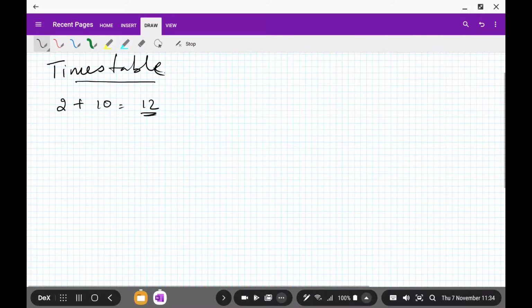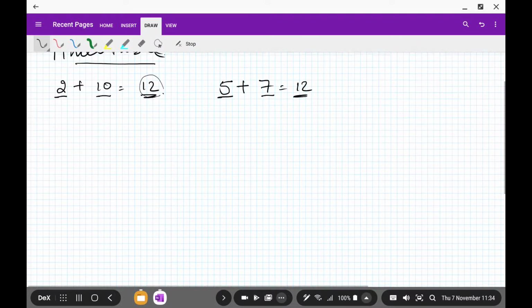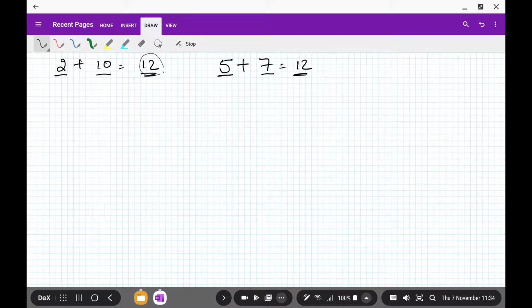So what I was saying is, if you know your 2s times table and if you know your 10s, then you really know your 12s. Or if you know your 5s plus 7, that will give you 12. So if you know your 5 times table and if you know your 7 times table, then you should know your 12. So let me give you an example with what I meant by this.